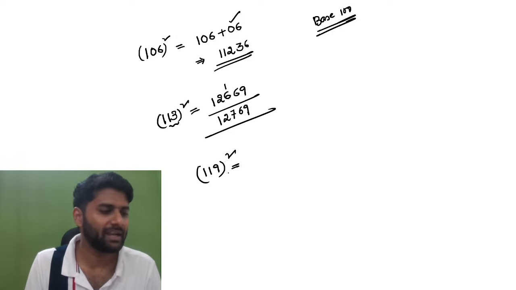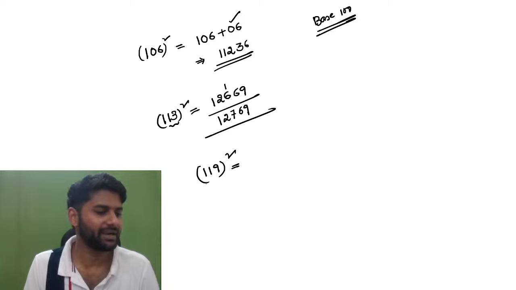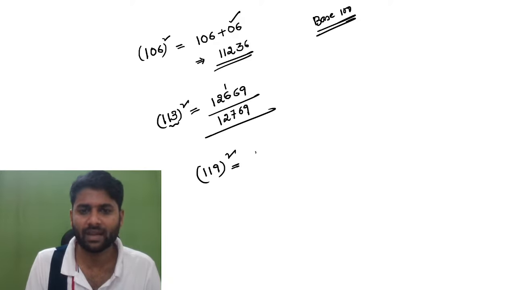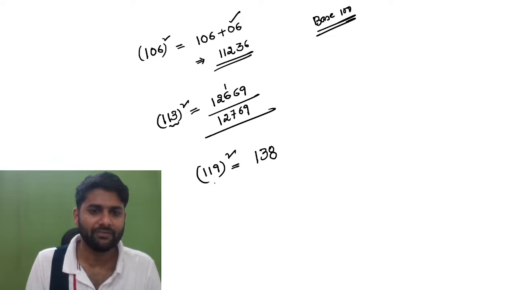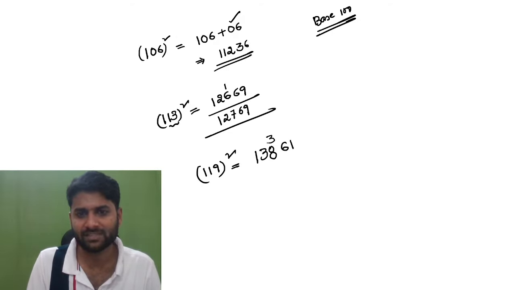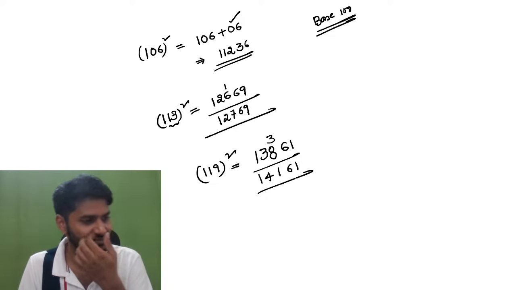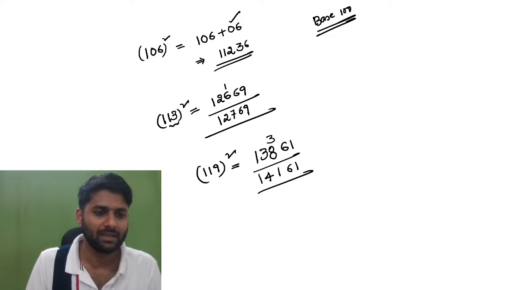Now see, 119 is more than 100 by 19 units, which means 119 plus 19 is 138. Next, we have already added 19 units, so 19 square is 361. Write down 61 and 3 must be carry over. So 138 plus 3 is 141, and the answer is 14161. Is it clear?